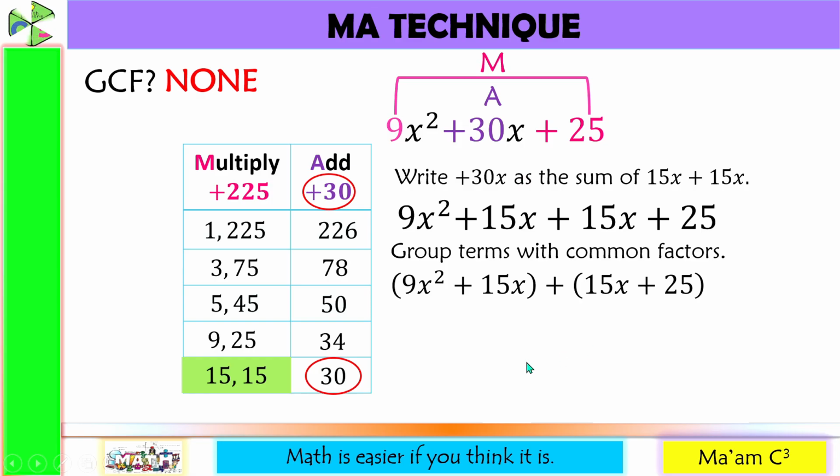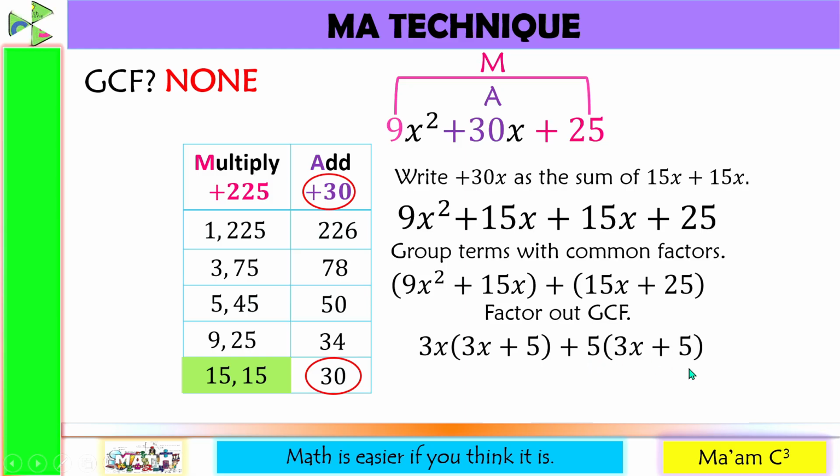Now, I'm going to factor out a GCF. From 9 and 15, I can factor out 3. From x squared and x, I can factor out x. So the GCF of this is 3x. So 9x squared divided by 3x will give me 3x. 15x divided by 3x will give me 5. Now here, what will be our GCF? 15 and 25 are both divisible by 5. So I could factor it out. 15x divided by 5 will give me 3x. 25 divided by 5 will give me 5.